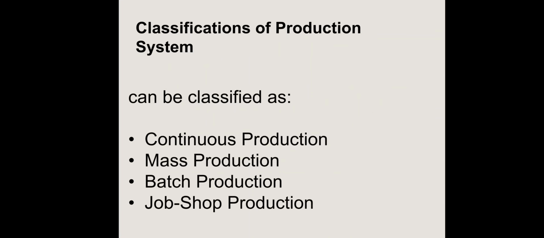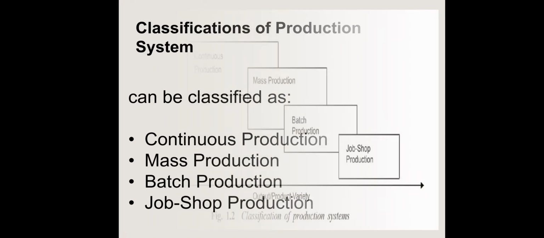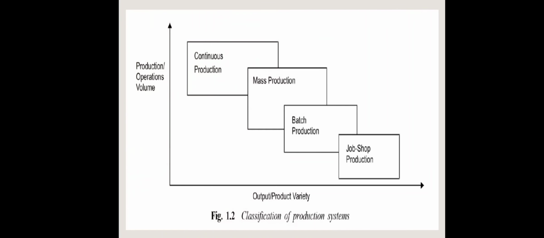Production systems can be classified as continuous production, mass production, batch production, and job shop production. Production operations volume versus output product variety: from job shop production to batch production to mass production and continuous production.